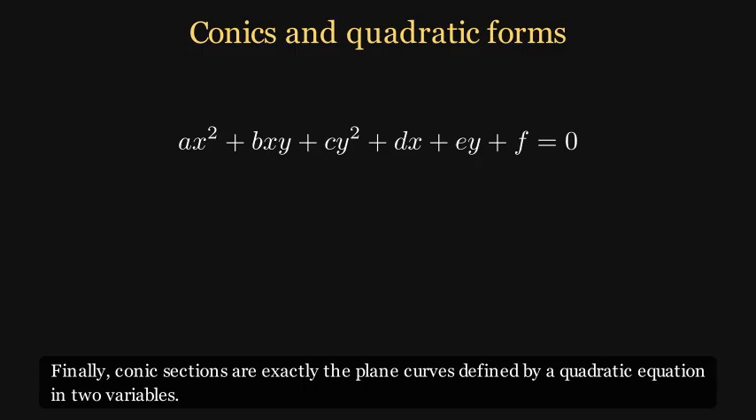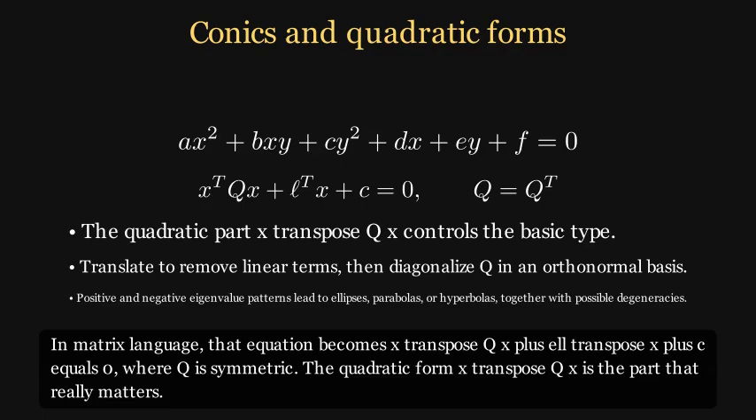Finally, conic sections are exactly the plane curves defined by a quadratic equation in two variables. In matrix language, that equation becomes x transpose Qx plus l transpose x plus c equals 0. Where Q is symmetric, the quadratic form x transpose Qx is the part that really matters.